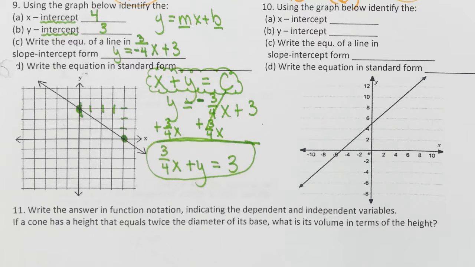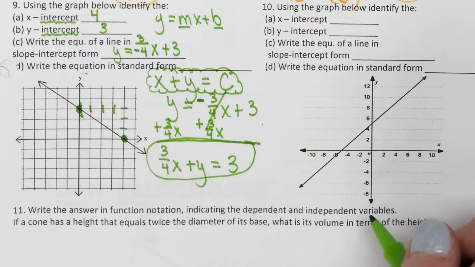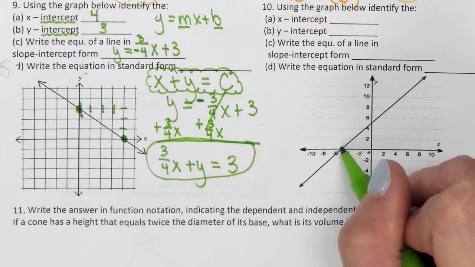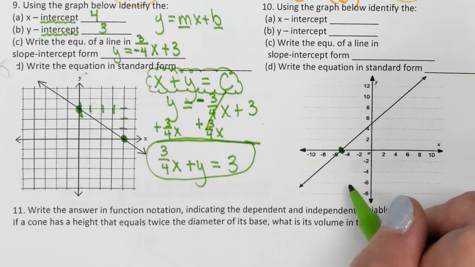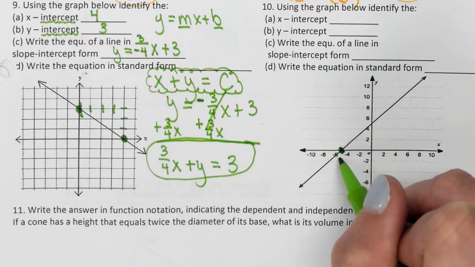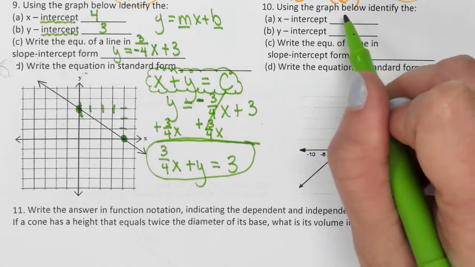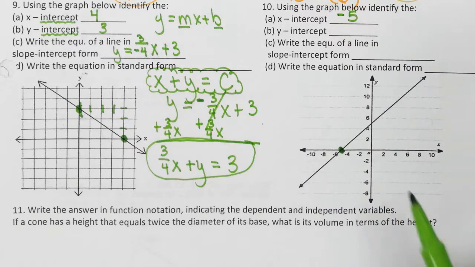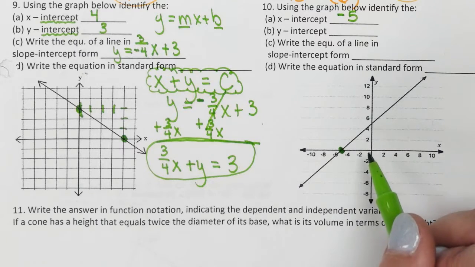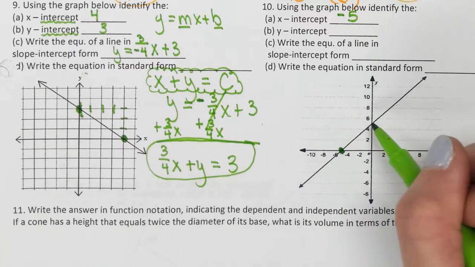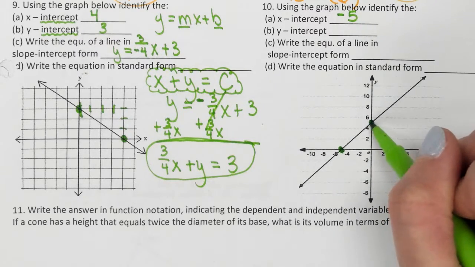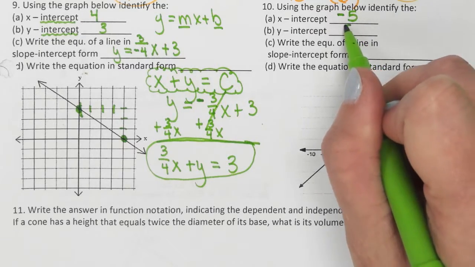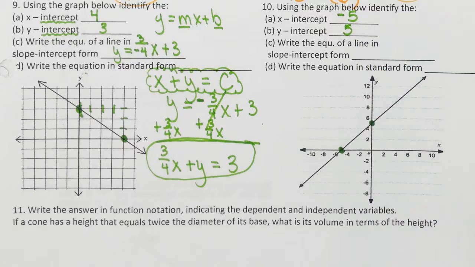All right, number 10. You think you got it? All right, here we go. X-intercept. What was the x-intercept again? Crosses over what? That looks like -5. It's in between -4 and -6. It's -5. All right, y-intercept is where it hit which axis? The y, which looks like positive 5, because it's in between 4 and 6.